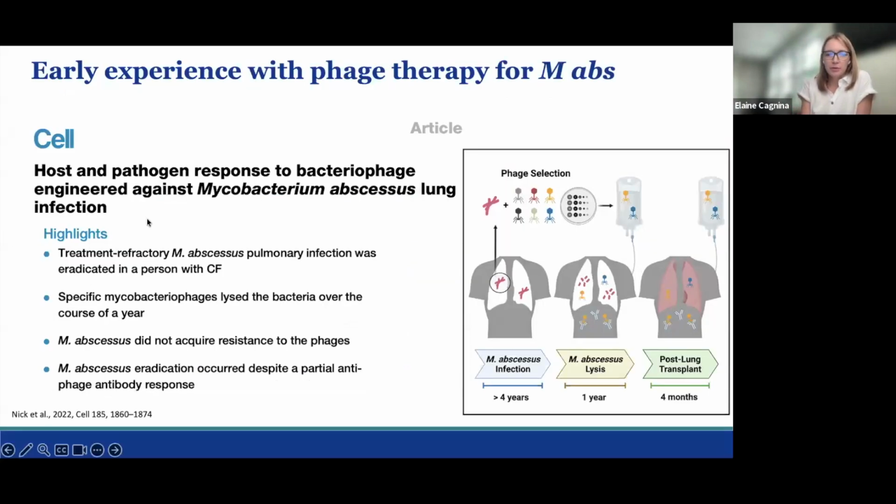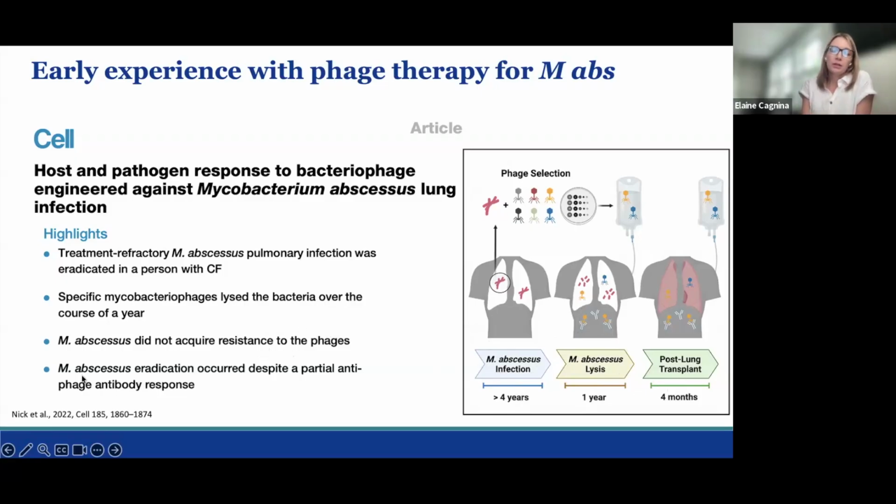And this is a paper that was published in 2022 by the group in Colorado. It just highlights one specific patient's experience with bacteriophages for M. abscessus. And I think this is sort of just a cool study that they did on this individual patient. So they took an individual who had M. abscessus infection for greater than 4 years and very highly drug resistant at that point. They had not cleared the infection, and then gave them phages over the course of a year, and then took them to lung transplant, and they did well.